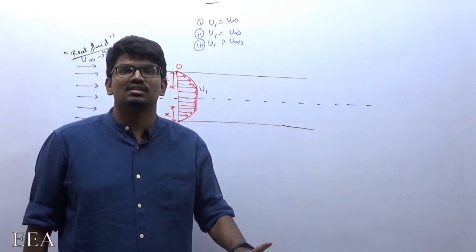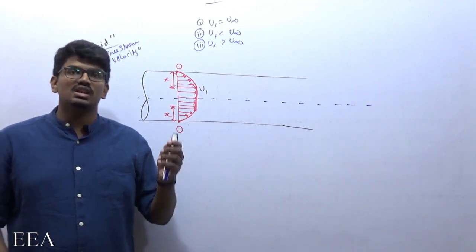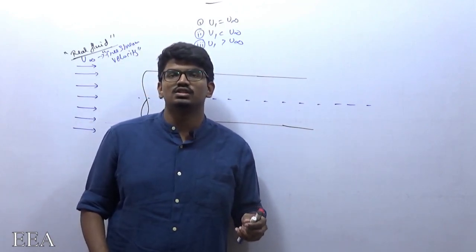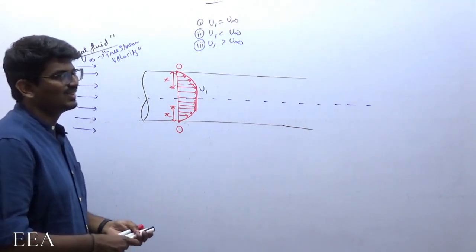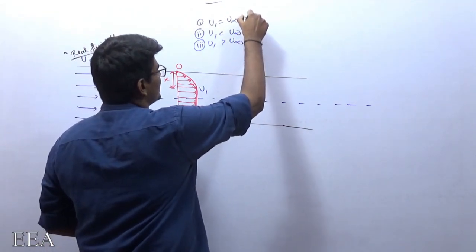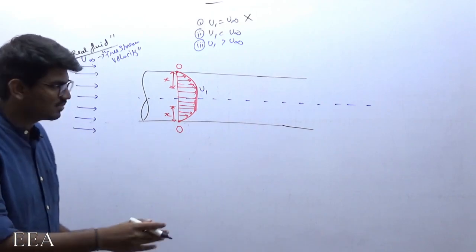I believe that because most of the time in the classroom I also get the same answer, that u1 is equal to u infinity, but it is not correct. So this option 1 is completely wrong. I will prove it to you.